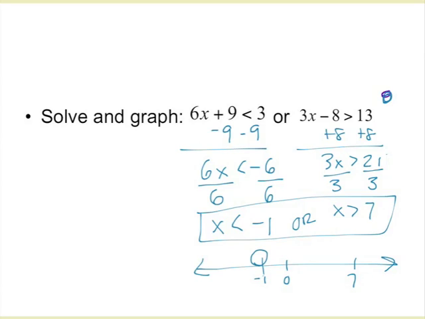Open circle for no equal to. Less than negative 1 goes to the left. Open circle for no equal to. And greater than goes to the right for the 7. So good solutions would be smaller than negative 1 or bigger than 7.